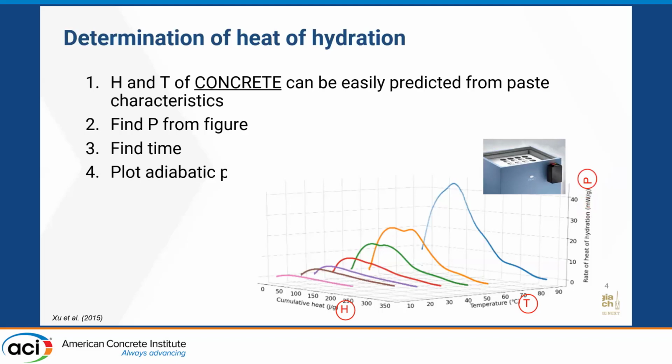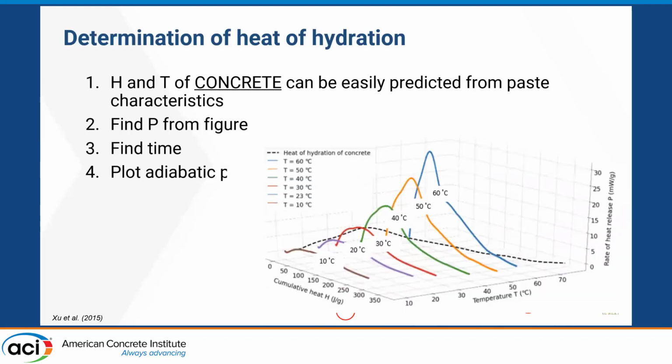After finding all of this information that I need, I could come in and plot the information that I found, which is what you see in the dashed black line. So this is the rate of heat release, the cumulative heat of hydration, and the adiabatic temperature rise for a certain concrete, and as I said, under adiabatic conditions. But there's one dimension still missing, which is time.